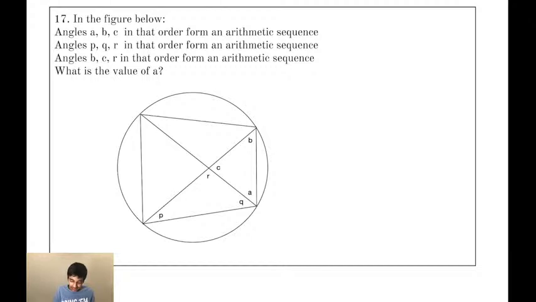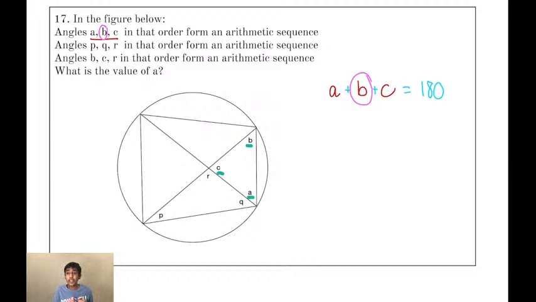Okay, so this problem seems very intimidating, right? With all the cyclic quadrilateral and all the different angles, but really it's a nice and simple solution. So A, B, and C form an arithmetic sequence, right? But what we notice is that A, B, and C, the angles, are in a triangle. Meaning that A plus B plus C equals 180. So if A plus B plus C equals 180 degrees, and they form an arithmetic sequence in that order, B is going to be the middle term.